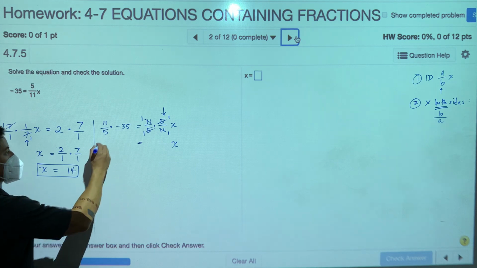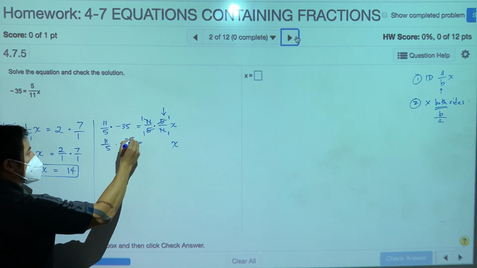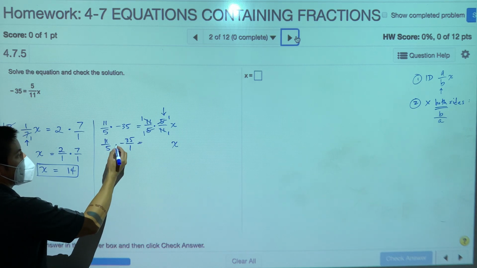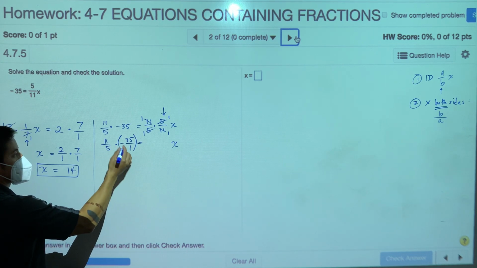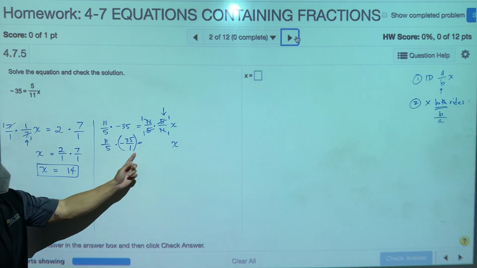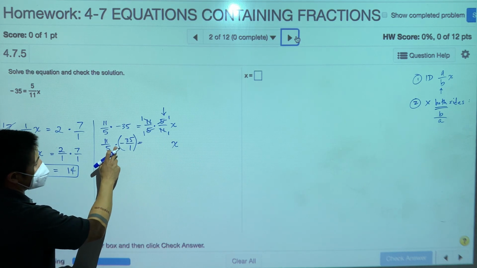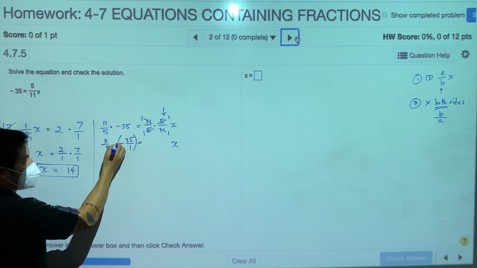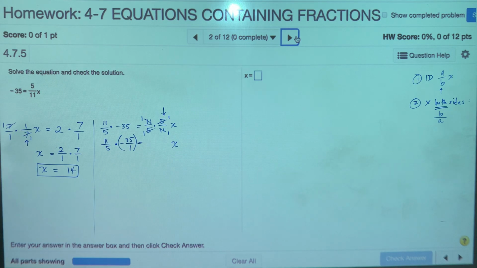Let's rewrite the left side. 11 over 5 times negative 35 over 1. Now be careful. This is times a negative 35 over 1, not subtraction, right? So you got to be really careful about that. Maybe some of you want to put parentheses around it. You don't have to. I just did it so that you can see that I've got 11 over 5 being multiplied by this negative 35 over 1 fraction.